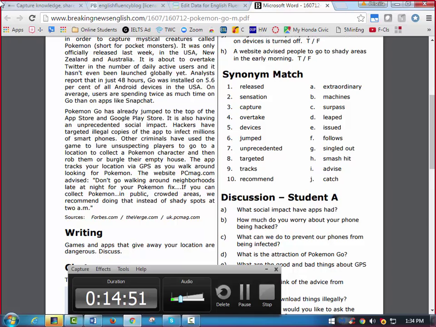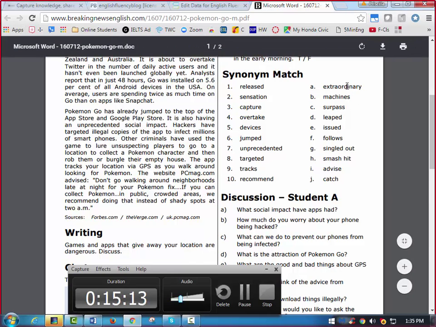I'm going to write these down on a separate sheet of paper. R-E-L-E-A-S-E-D, sensation, capture, and overtake. And if I look in the column to my right, A, B, C, D, E, F, G, after we've read the article, which we will do, we will find the word that goes with released. Released means E, which is issued.